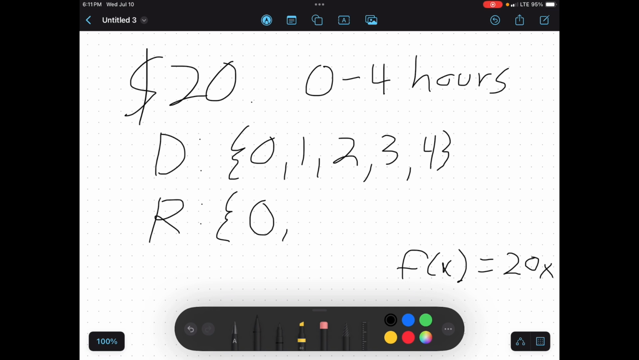If I work 1 hour, I get $20. If I work 2 hours, I get $40. 3 corresponds with $60, and 4 corresponds with $80. So I have 5 possible inputs, and each input corresponds to 1 possible output.